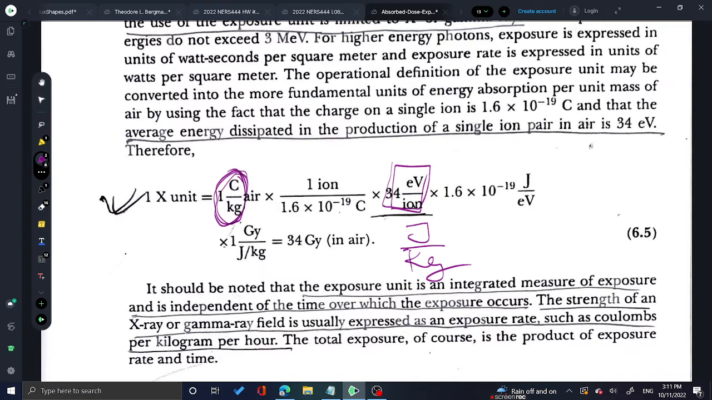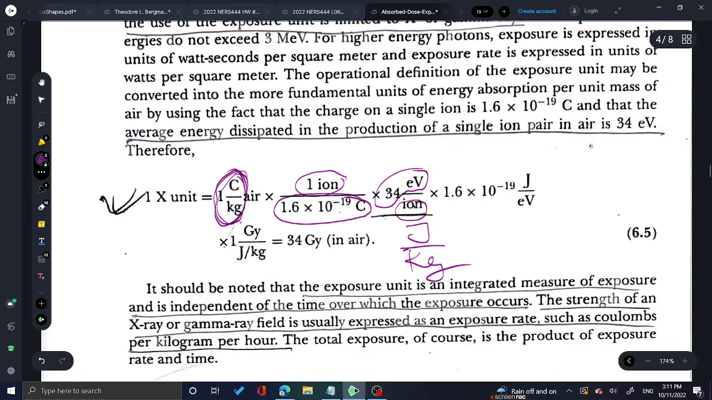So first we have to find something in terms of energy. So 1 coulomb, sorry, one ion carries 1.6 times 10 to the power minus 19 coulomb of charge, right? And also to produce one ion we need 34 eV of energy. So by multiplying these two, we can take the coulomb into an energy unit, and then eV is converted to joule by multiplying it with 1.6 times 10 to the power minus 19 joule per eV.